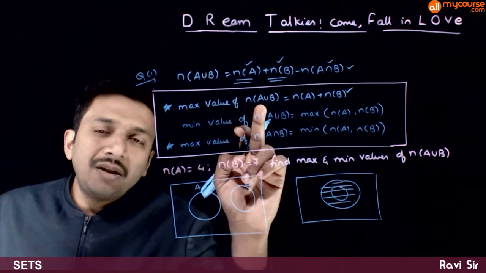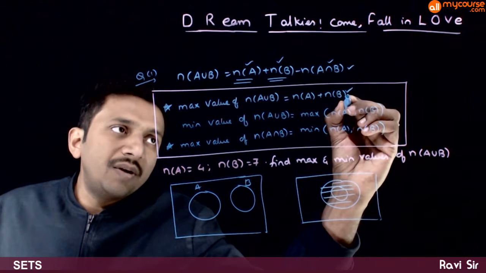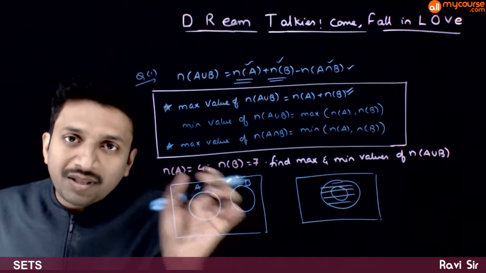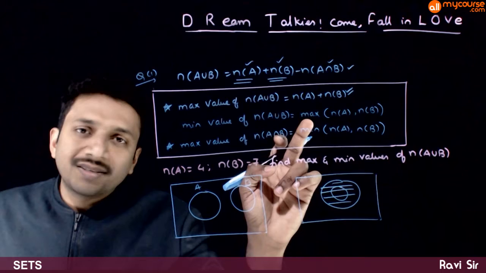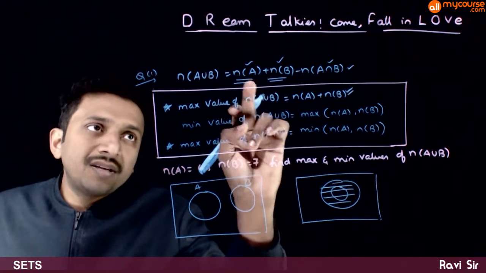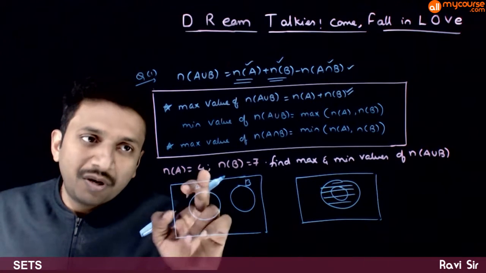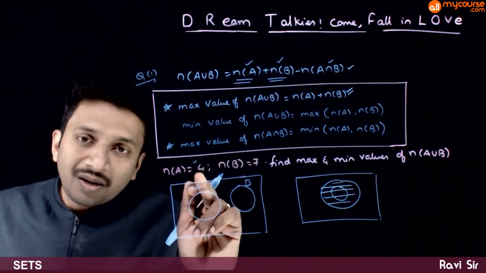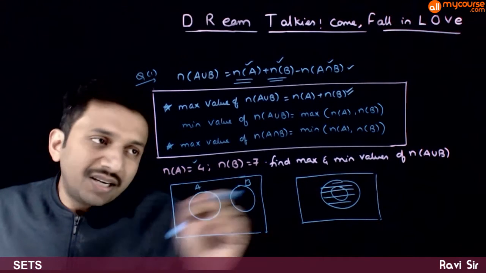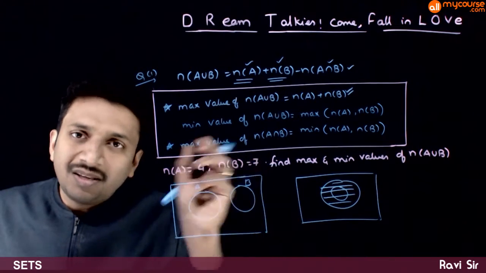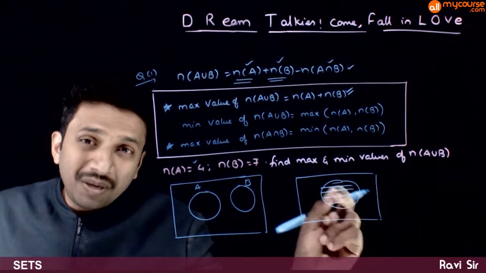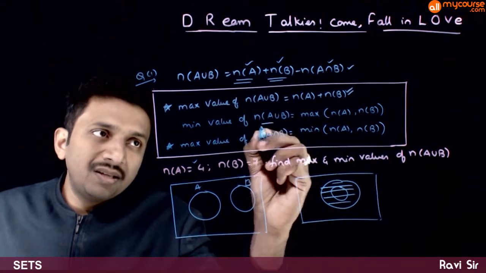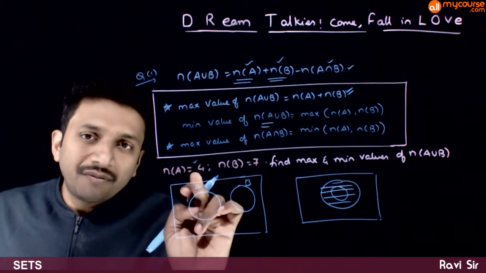So the maximum value of n of A union B will be equal to n of A plus n of B when the sets are disjoint. The minimum value of n of A union B is the maximum of these two numbers. Obviously, because the smaller set will go inside the bigger set, A union B will be the bigger set itself. Hence, the minimum value of n of A union B is the maximum of n of A and n of B.